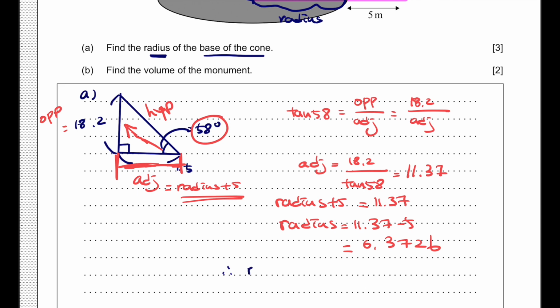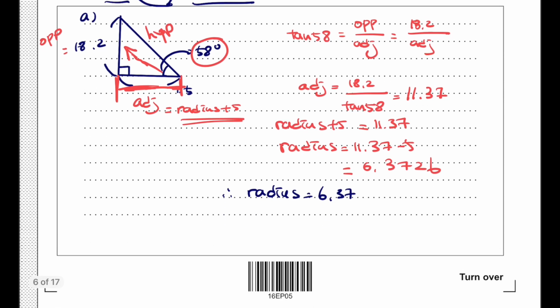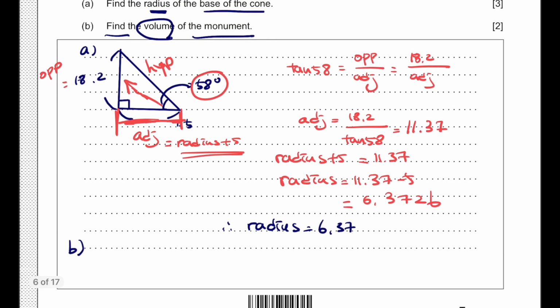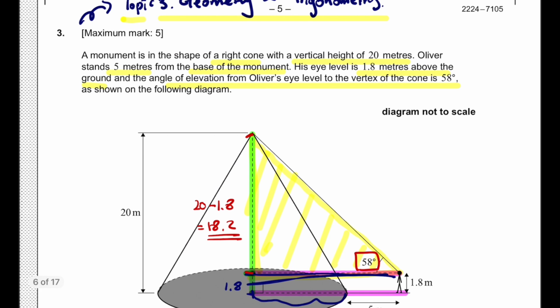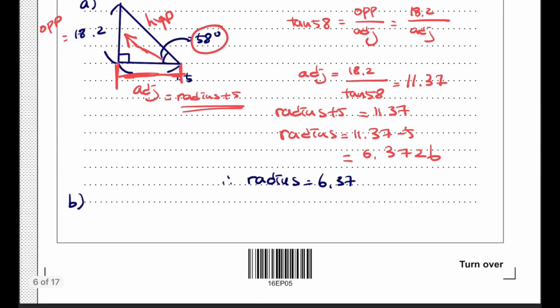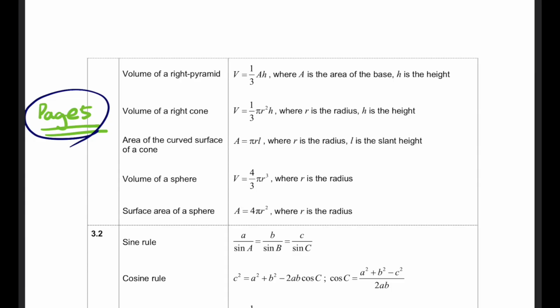Since we have to leave our answer to a specific accuracy, we can say that the value of the radius is 6.37. Then question B, we need to find the volume of the monument. Since the monument is in the shape of a right cone, we're going to use the formula of the right cone, which is from page 5 of your formula booklet.